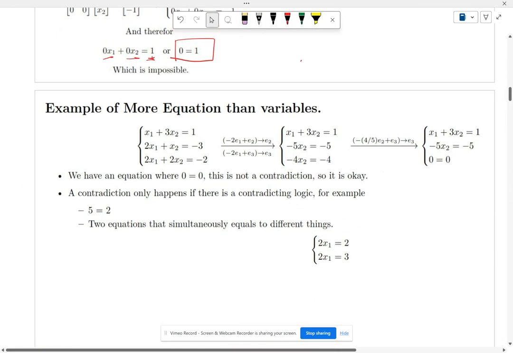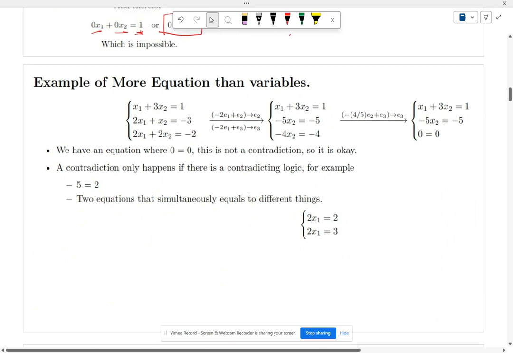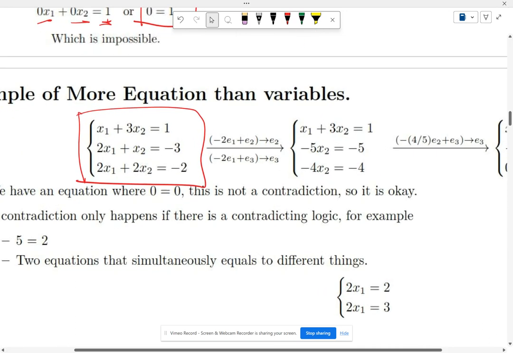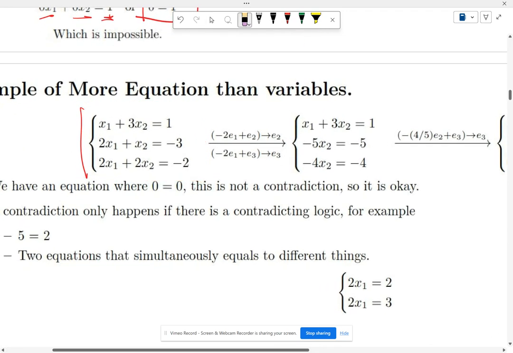Okay, let's now look at yet another example. In this example, E1 already has a leading 1, so we can use it to get rid of these and make them all zeros. Essentially you have minus 2e1, and you subtract e2. You subtract this away, and we make that the new E2.